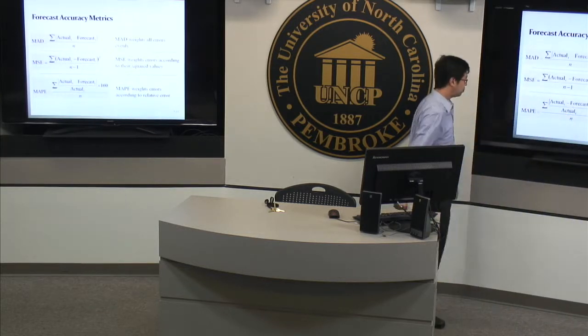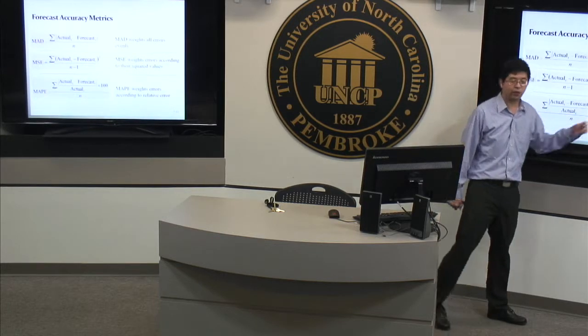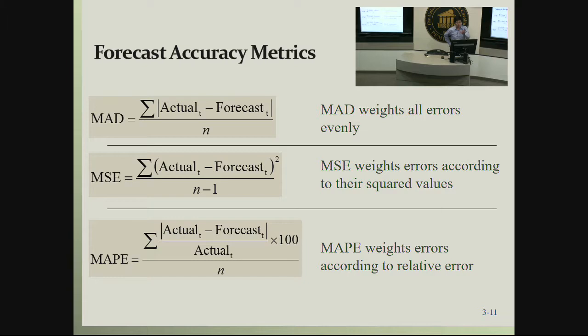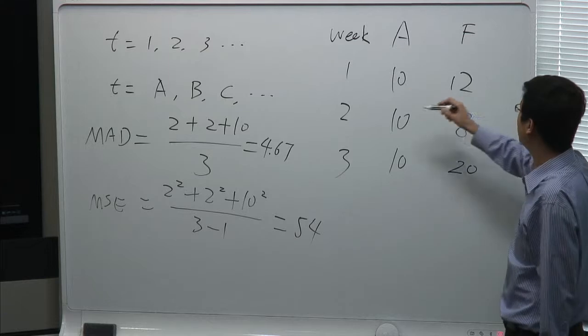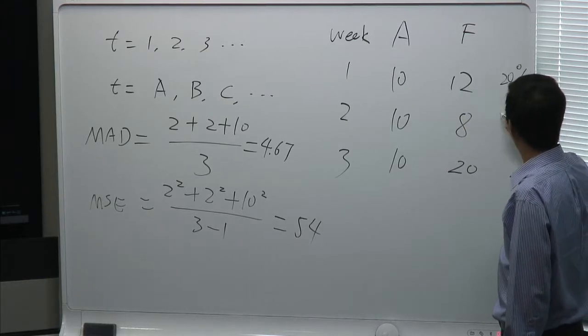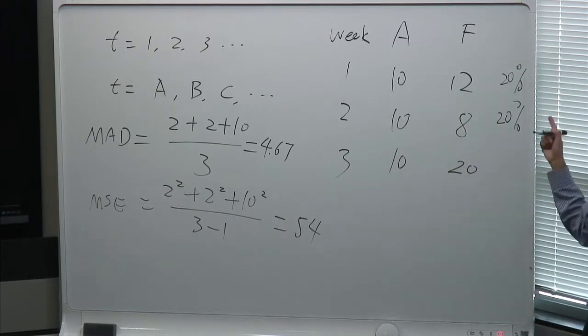The last one is called MAPE. MAPE is mean absolute percentage error. It is calculated differently from MAD or MSE. Instead of calculating the absolute value of the error or the square of the forecast error, it first calculates the percentage error. So it's the forecast error divided by the actual, and you get a percentage. For example, here the forecast error is -2 or +2, then the percentage is 20%, because it's 2 out of 10. It's clear? 20% is the forecast error.